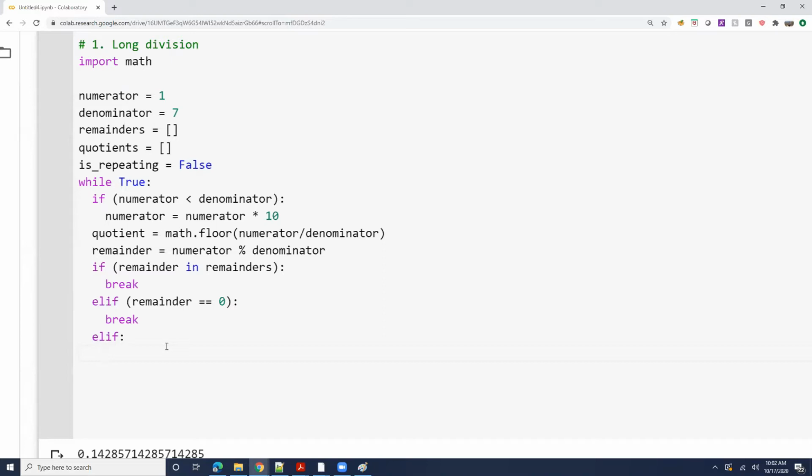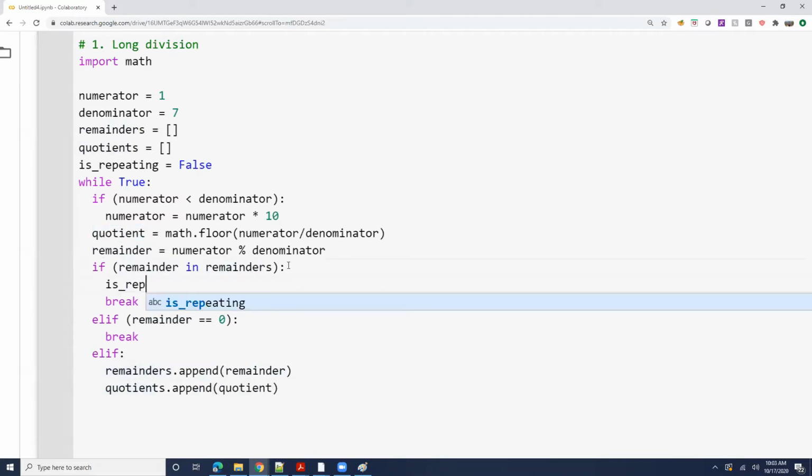Should we print 001 or 01? You should print 001, right? Right, so that's it. So here in the else you add the remainders, remainders dot append of remainder and quotients dot append of quotient. In this case, is repeating equal to true, right? By default, we are assuming that it does not repeat.